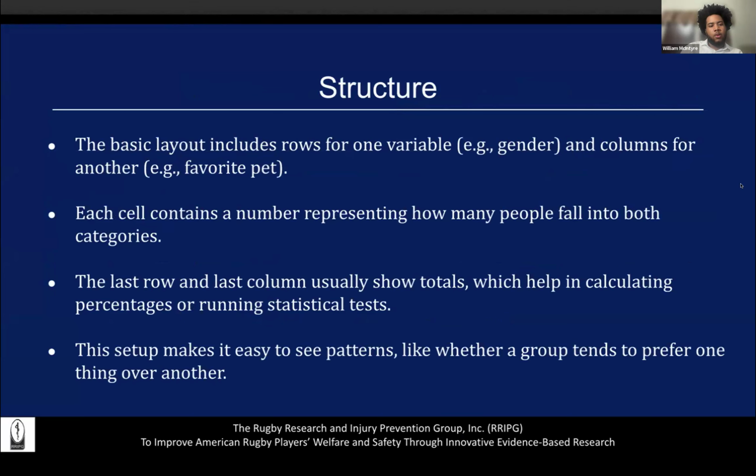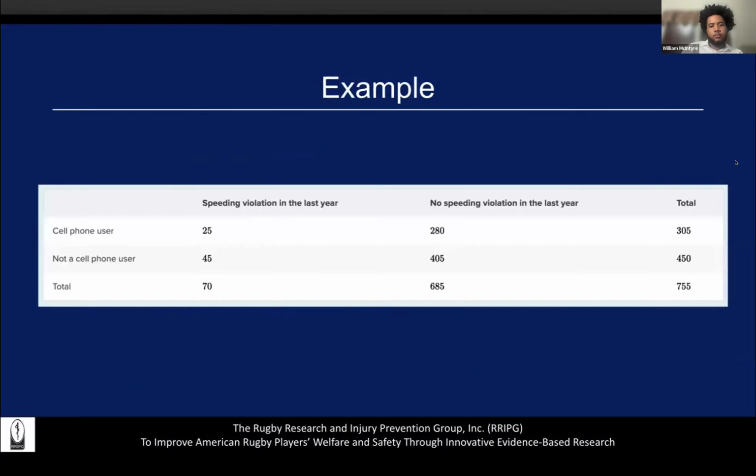So, the structure of the table. It's a basic layout with rows for each variable, for example gender, and then columns for another variable, for example favorite pet. Each cell contains a number representing how many people fall into both categories. Some people might fall into one category, whereas another person might fall into a different category. The last row or column usually shows the total of all the cells added up, and this helps to calculate percentages and run statistical tests. This setup makes it easier to see patterns, like whether a group tends to prefer one thing over another.